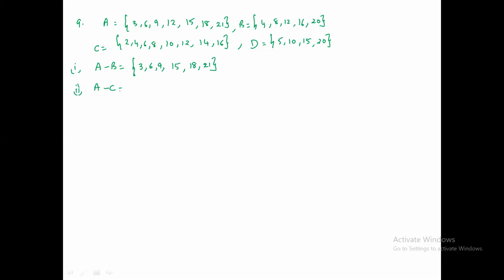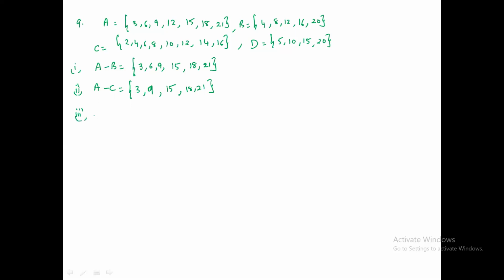Second one, A minus C. So from A you remove C. Like you'll write 2 you can't remove, 4 you can't remove, but 6 you can remove. Then 8 you can't remove, 9. You have 9. Then 10 you can't remove, 12 you can remove. Then next 15. 14 you can't remove, 16 you can't remove. So you will have 18 and 21. So that means for A minus C, you have 3, 9, 15, 18 and 21.